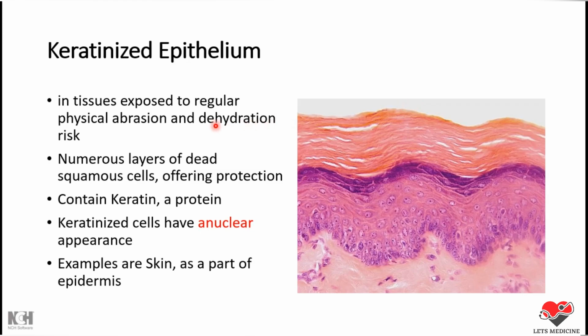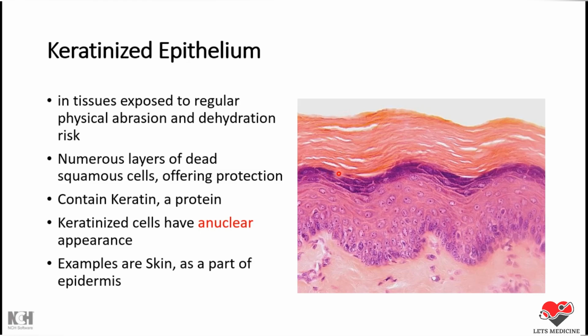risk of dehydration. Okay, so non-keratinized epithelium was present in mucosa and it was well lubricated there, but keratinized epithelium is specifically present in those areas which have the danger of dehydration, which means it can resist the dehydration if it is exposed to. So in keratinized epithelium, in the topmost layer you have numerous layers of dead squamous cells, and these dead squamous cells are full of keratin which offers protection.